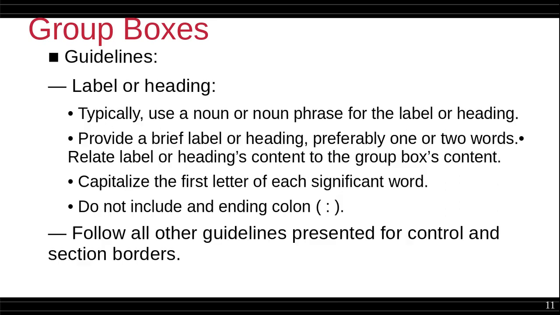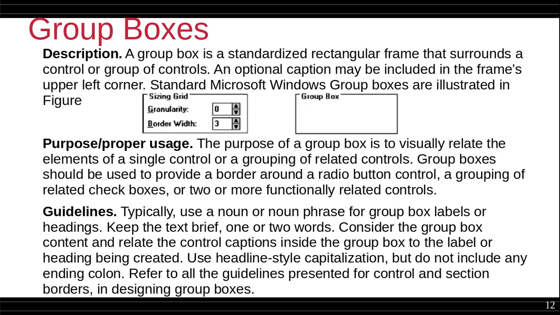The guidelines of group boxes, label or heading now. Typically use a noun or noun phrase for the label or heading. Provide a brief label or heading, preferably 1 or 2 words. Relate label or heading's content to the group box content. Capitalize the first letter of each significant word. Do not include ending colon. Follow all of the guidelines presented for control and section borders.